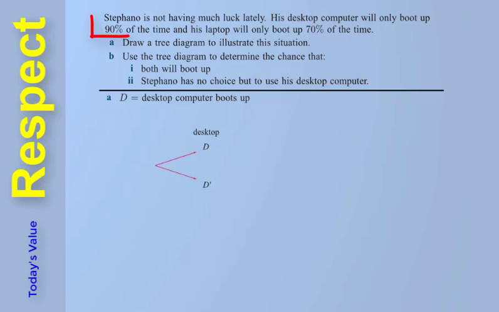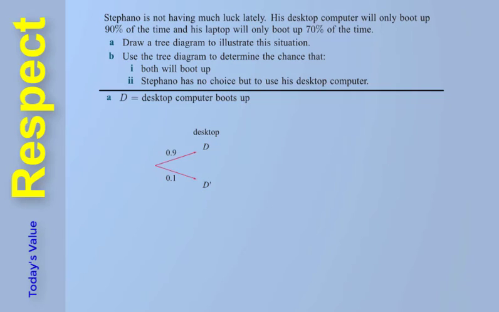The desktop will only boot up 90% of the time, so the probability that the desktop will boot up is 0.9, and the probability that the desktop will not boot up is 0.1. We mark 0.9 on the branch labelled D and 0.1 on the branch labelled not D.